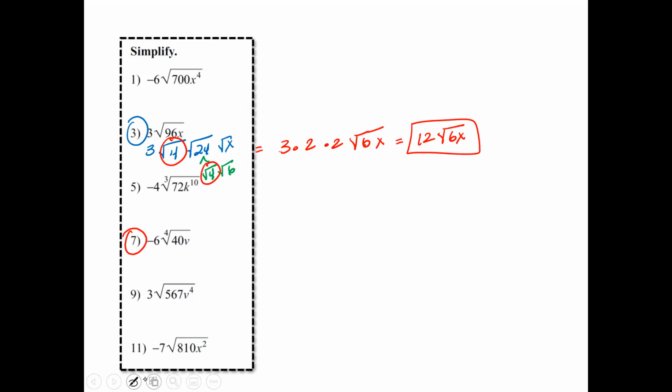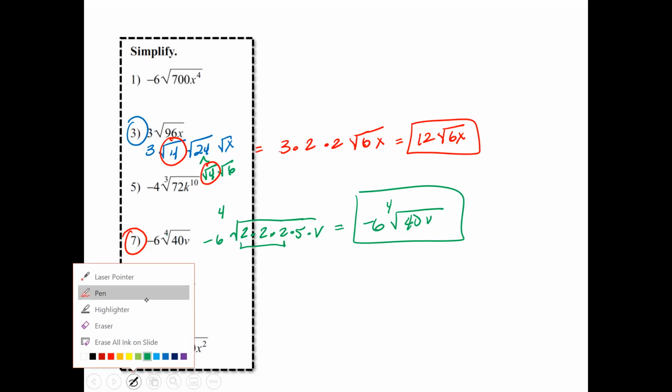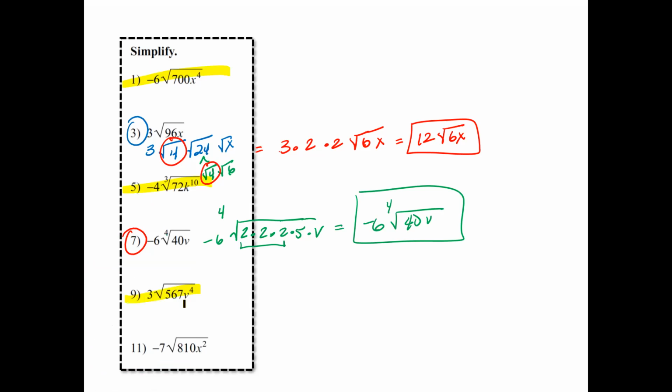Okay, let's go ahead and give number 7 a try. For number 7, you have a negative 6. This one is actually a 4th root, so you need to have 4 of a kind to take something out. So I can break it down as 2 times 2 times 2 times 5 times v. Well, unfortunately, I don't have 4 of a kind with 2, so I can't take that out. So my answer is just going to stay as is, and nothing changes. So now I want you guys to give the next 4 a try on your own.